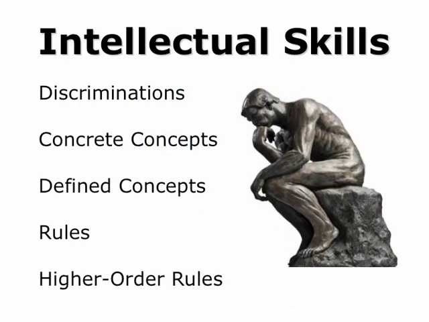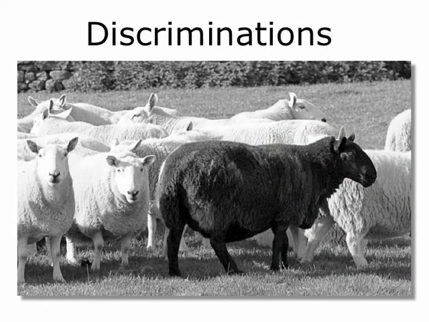As indicated, intellectual skills are another type of learning outcome, and there are in general five different types of intellectual skills from least cognitively demanding to the most. And so the first and lowest order intellectual skill are discriminations. And discriminations represent the ability to distinguish objects, features, or symbols. In this case, being able to distinguish between something that is black and something that is not black.